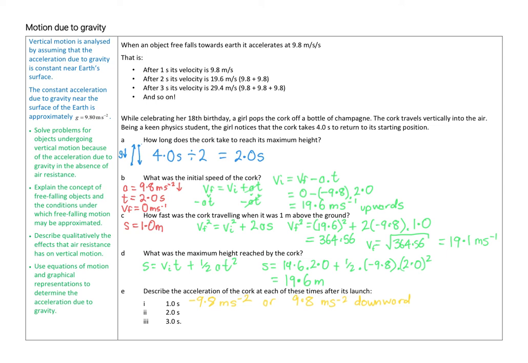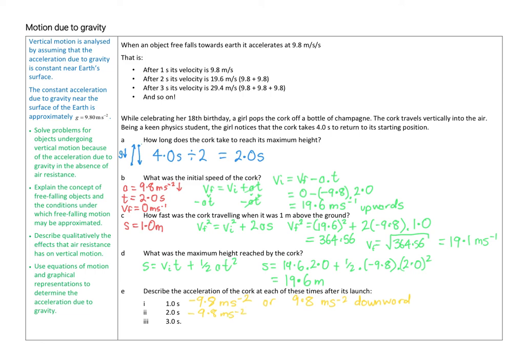What would it be after 2 seconds? Well, at 2 seconds, it's at its highest point. It's not actually moving, but guess what? It's still, the acceleration due to gravity is always the same. So it's still minus 9.8 meters per second.